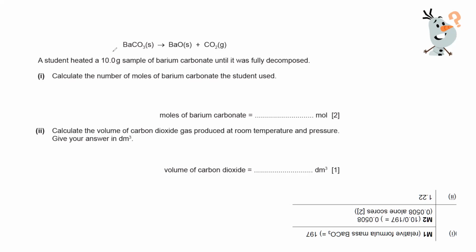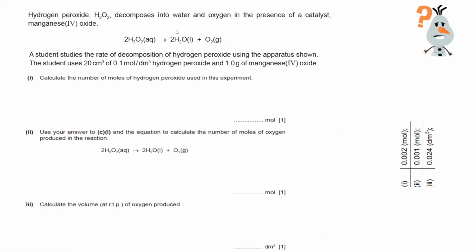A student heated a 10 gram sample of barium carbonate. He's heating the 10 gram sample of barium carbonate until it is fully decomposed. Calculate the number of moles. Like the previous question, first we have to find the moles, the volume was given, and the concentration is given.